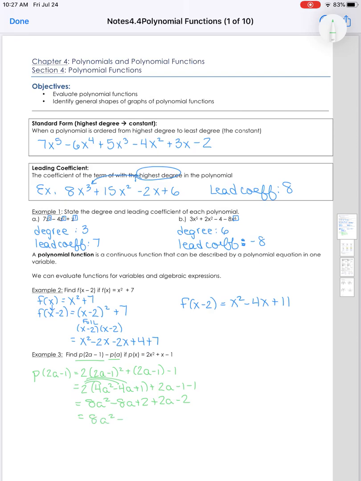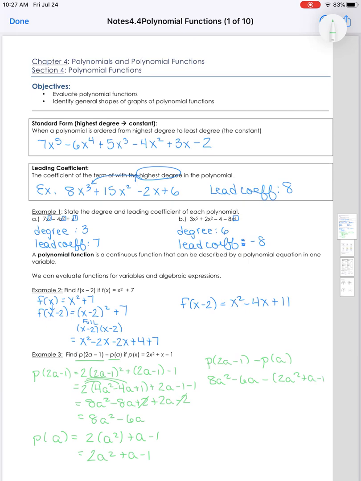So this is, again, a FOIL situation. So when I FOIL this, I get 4a squared minus 4a plus 1. But not only do I have to FOIL, I also have to make sure I distribute that too. So I get 8a squared minus 8a plus 2 plus 2a minus 2. And then I combine like terms one more time. So 8a squared minus 6a, and my 2's actually cancel out.